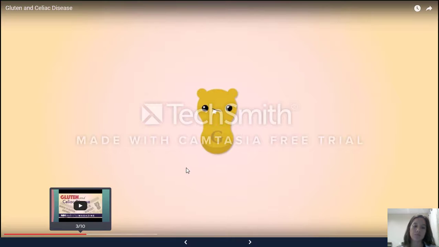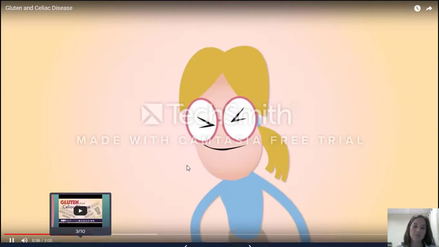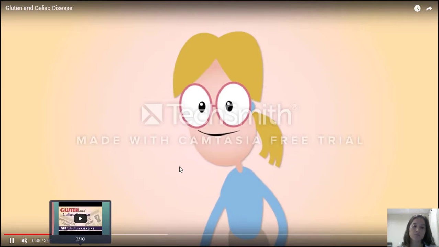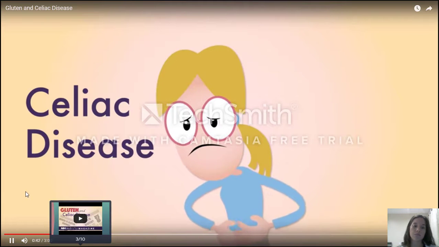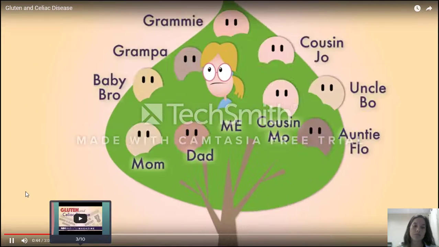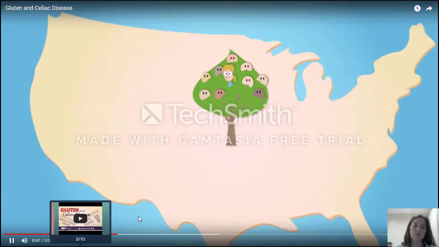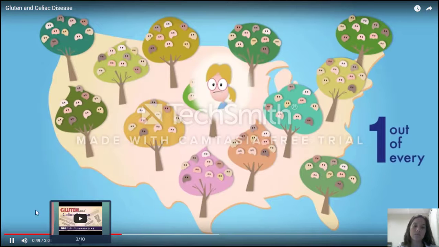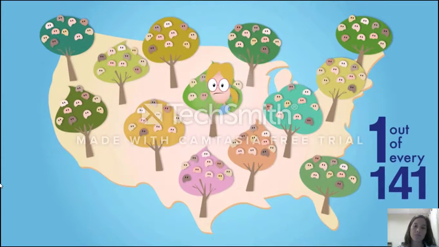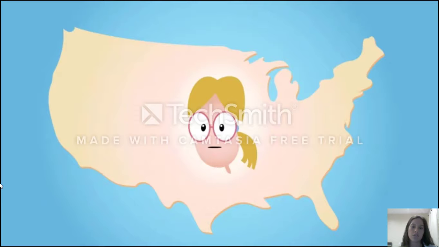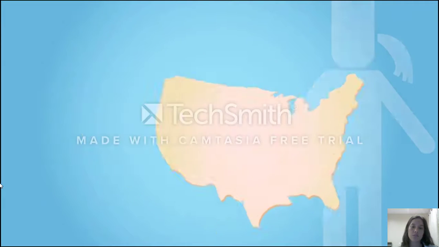Most people don't have a problem with gluten, but some people can't eat it because of an autoimmune disorder called celiac disease. The gluten makes them feel sick. Celiac disease sometimes is hereditary, meaning it runs in families. It's also very common. As many as 1 out of every 141 people in the United States has celiac disease. But most people who have celiac disease don't even know they have it.